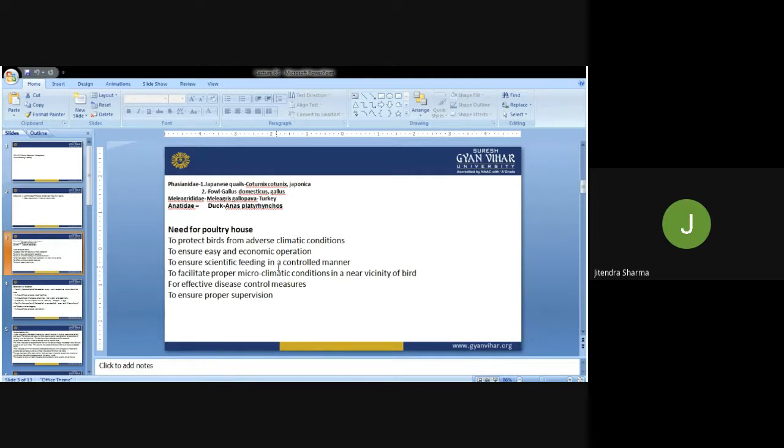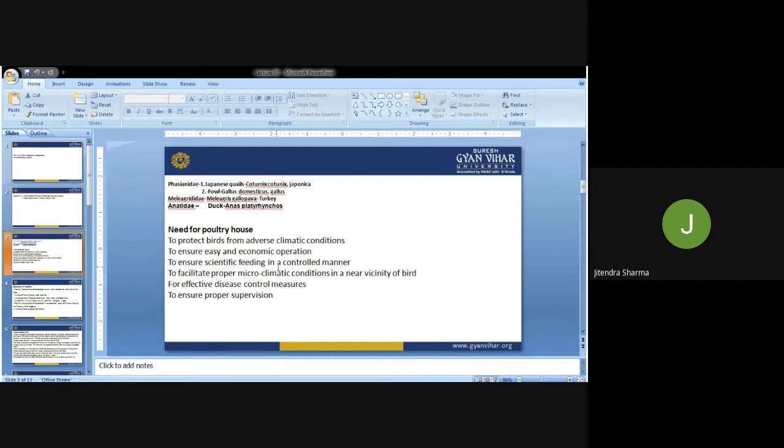To facilitate proper microclimatic conditions in the near vicinity of birds. Yes, because we know that birds are very comfortable within 5 to 10 degrees of room temperature. It means they can afford up to 30 to 35 degrees centigrade from the upper side, and they are very comfortable at 15 to 16 degrees. If the temperature rises above 35 degrees centigrade or goes below 15 degrees centigrade, then there will be a little bit of a problem.